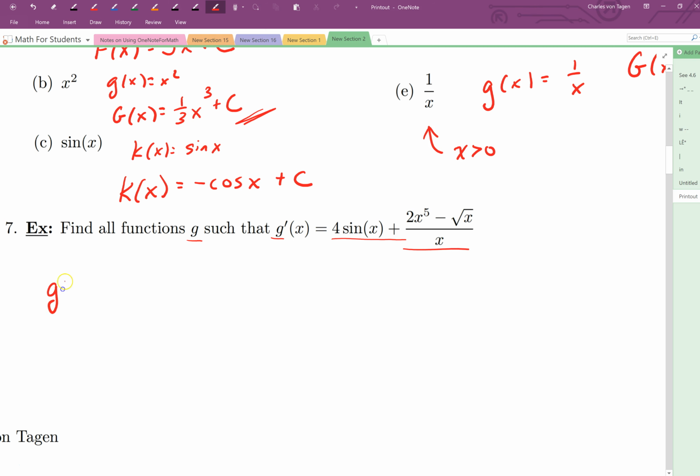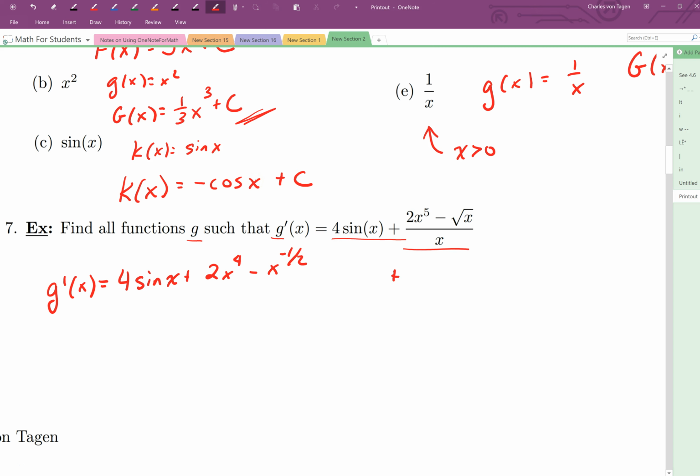I'd like to rewrite this function before I keep going. I'd like to rewrite it as 4 sine of x plus 2x to the fourth minus x to the minus 1/2. So what did I do here? I divided this x into both terms. Okay. If I lost you on that very last one, remember, so I could rewrite this.